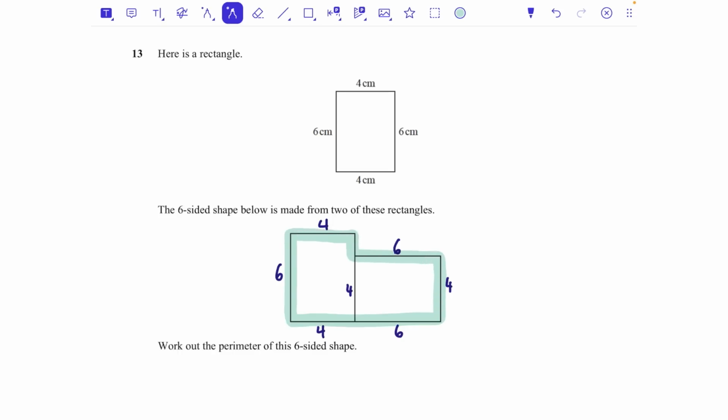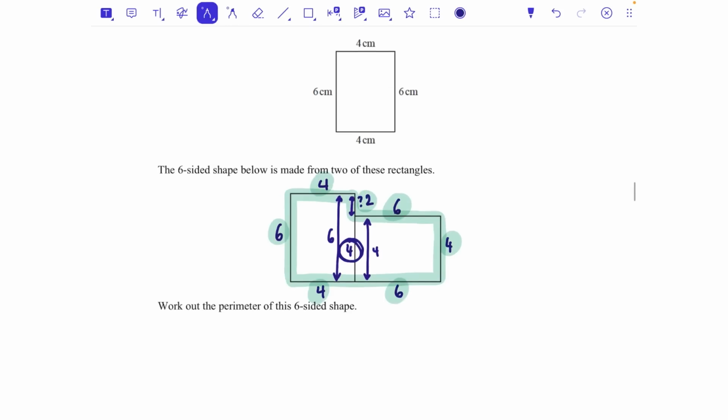And I remember marking this question actually on a previous year, and lots of students included this value here, but because that was not on the outside of the shape, you didn't need it. But you did need to work out this little bit here. Now this little part here is actually the difference between 6, which we know is that height there, and 4, which we know is this width here. So this part here is 2. So I'm going to add together 6, 4, 2, 6, 4, 6, and 4. Adding all of that together.